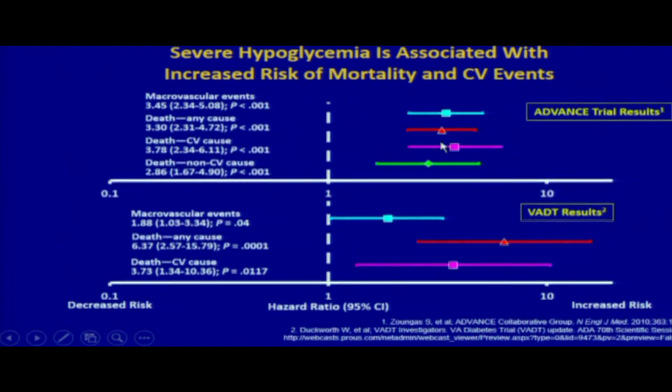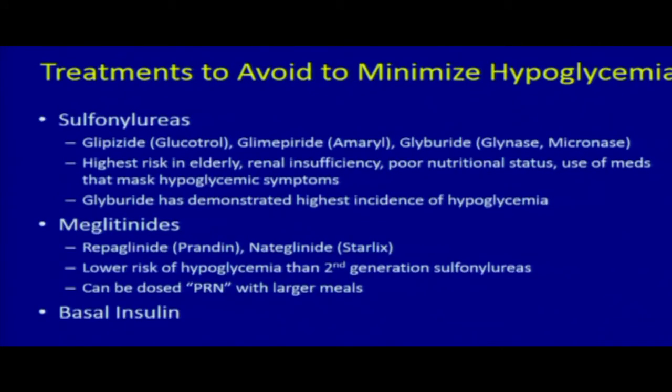So avoiding hypoglycemia in high-risk patients is very important. What are we going to avoid in this patient? Well, long-acting second-generation sulfonylureas would be associated with hypoglycemia risk. Of the 3 second-generation agents, glyburide is the one that's associated with the highest risk of hypoglycemia compared to glipizide or glimepiride. And elderly patients, those with renal impairment and poor nutritional status, are the ones that are at risk.